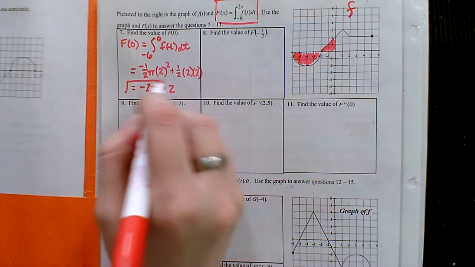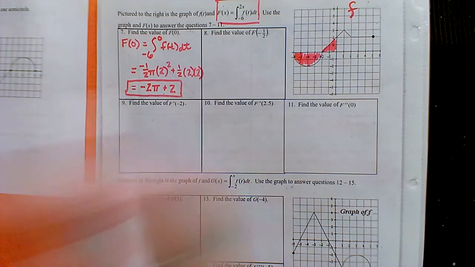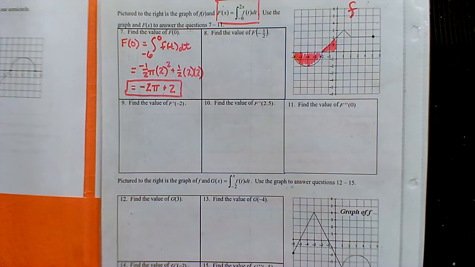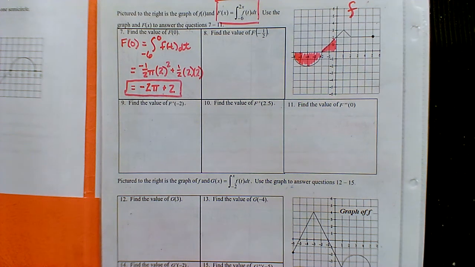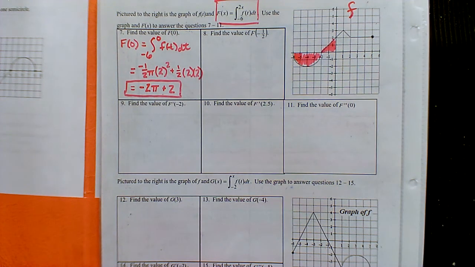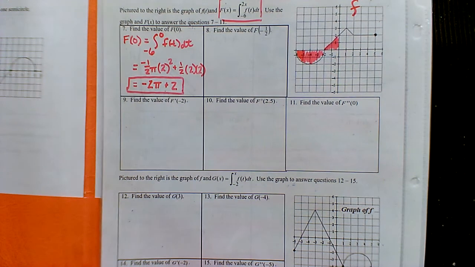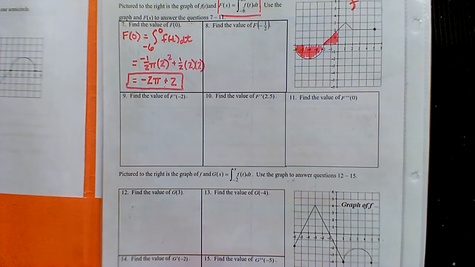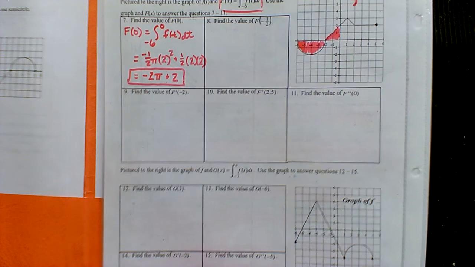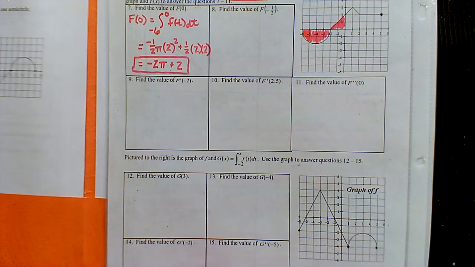See, I got -2 pi plus 2. Is that what you guys got? Okay. I think you guys can do 8, right? Very similar question. Let's go ahead and jump down to 9.